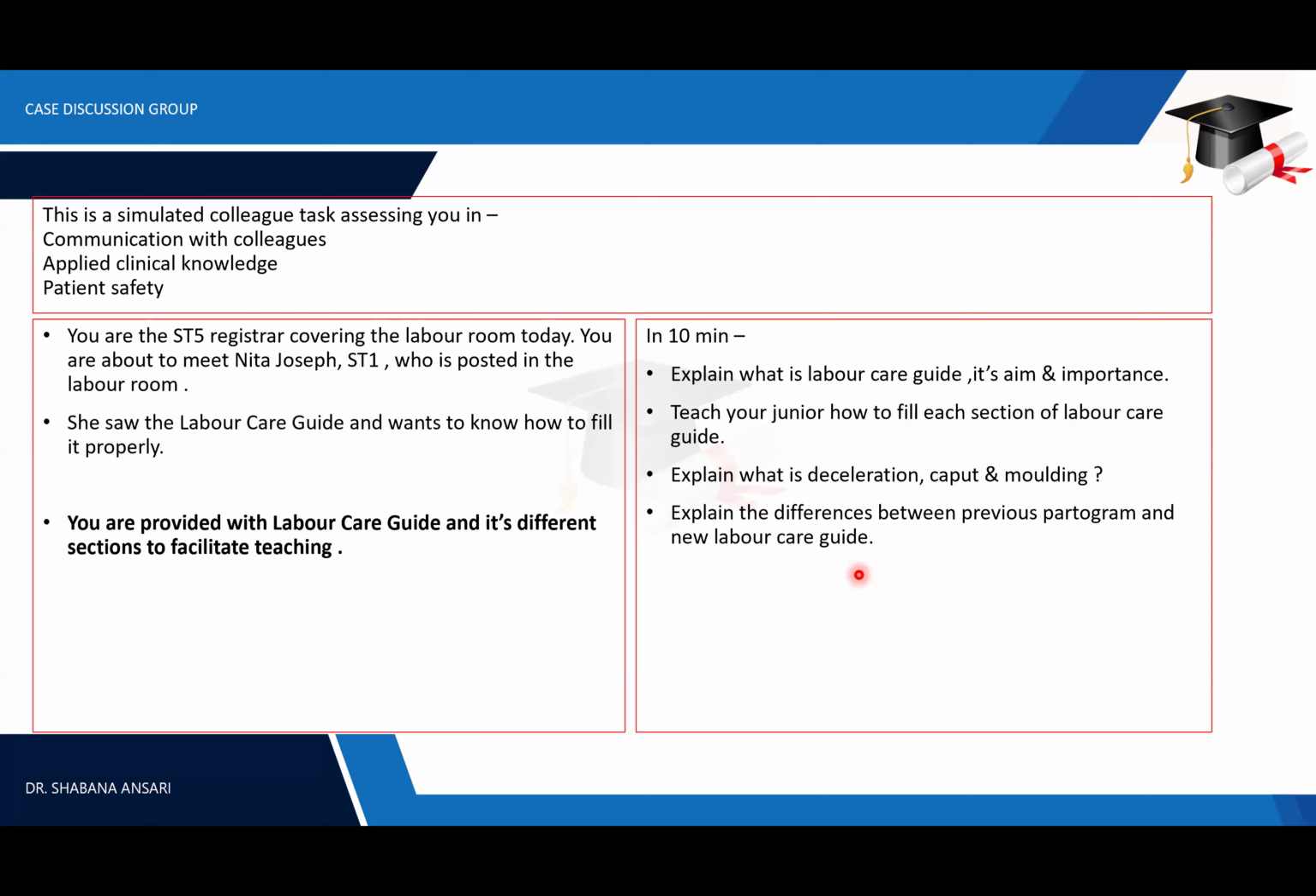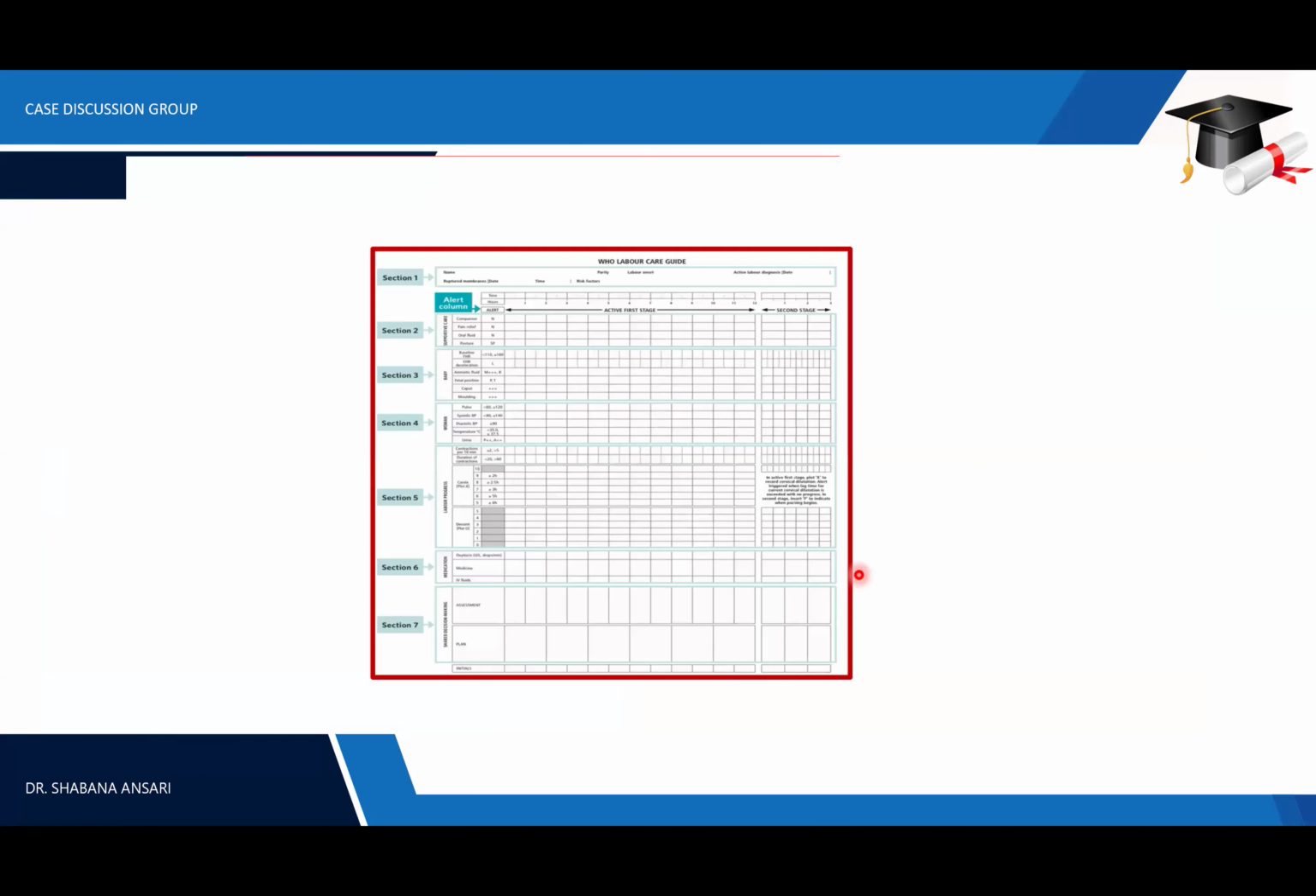Right. So the new columns: section number 2, supportive care, is new. Section 7, shared decision making, is new. Second stage is new. And we are starting from 5 centimeters of cervical dilatation. And for contractions, we are only measuring the duration and frequency.